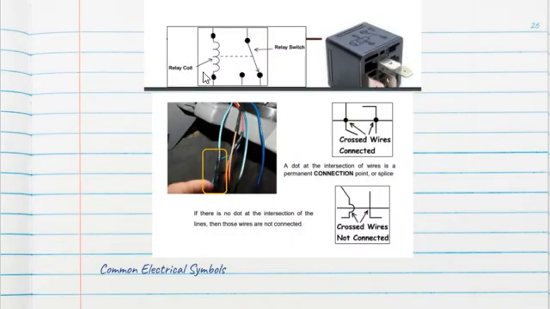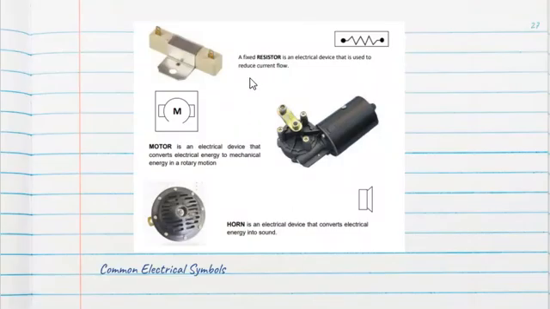Also, we have here the relay coil and the relay switch. A dot at the intersection of wires is the permanent connection point or splice. If there is no dot at the intersection of the lines, then those wires are not connected. So we have here crossed wires connected and crossed wires not connected. We also have here the resistor symbol, and then the motor symbol, and then the horn symbol.